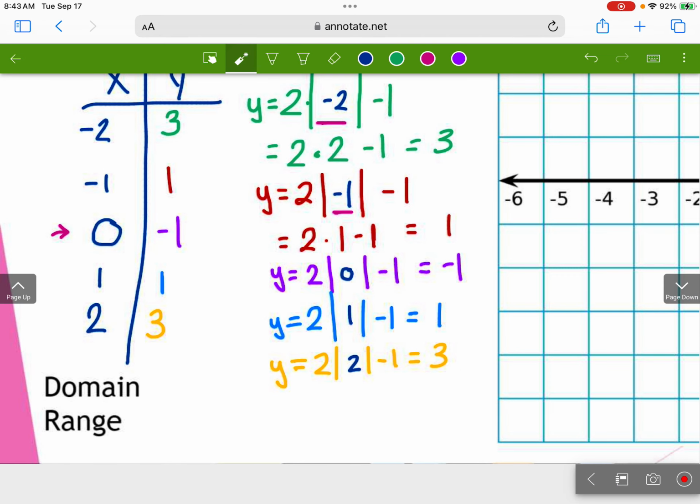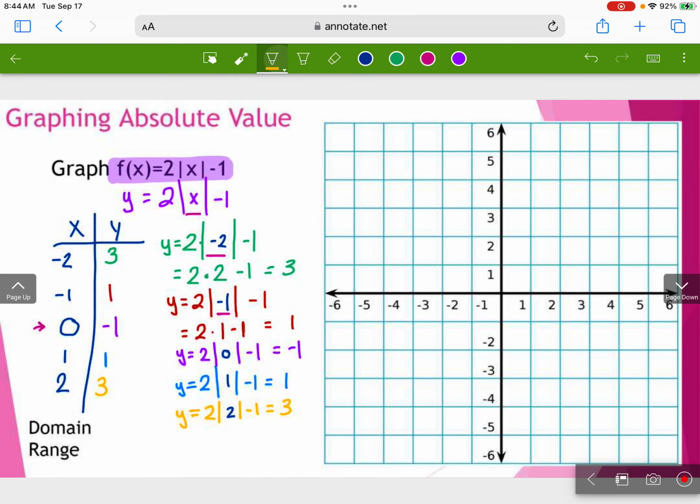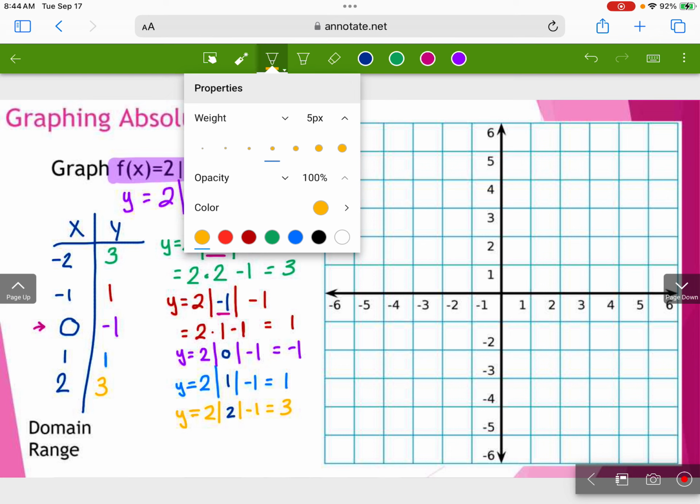If we have set it up right, we should wind up with matching values here. I've got a 3 and a 3. I've got a 1 and a 1 and a negative 1 in the middle. So then what we're going to do is plot up those points.